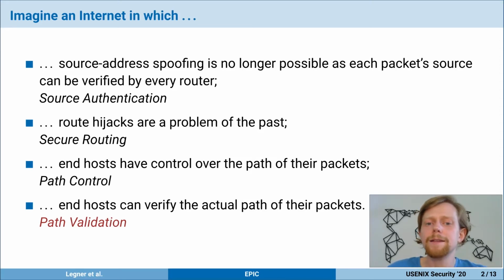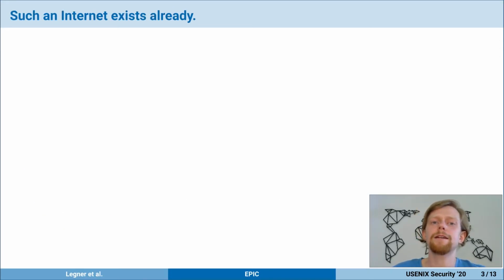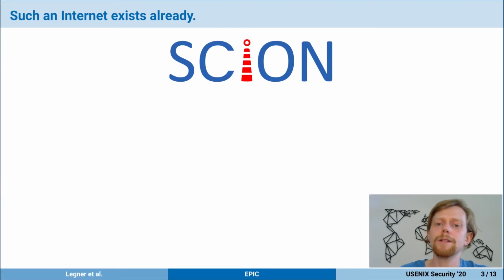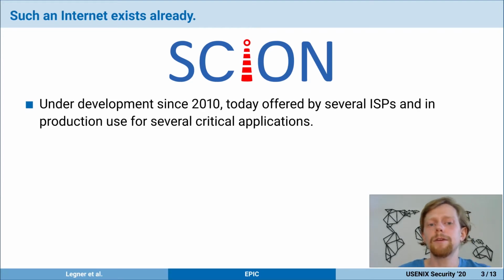The maybe surprising but great news is that such an internet exists already today. It is called SCION, and it has been developed over the past decade by numerous researchers over the world. Today, it is mature enough that it is in production use by several entities in sectors like finance and government, and several ISPs offer native SCION connections to their customers.